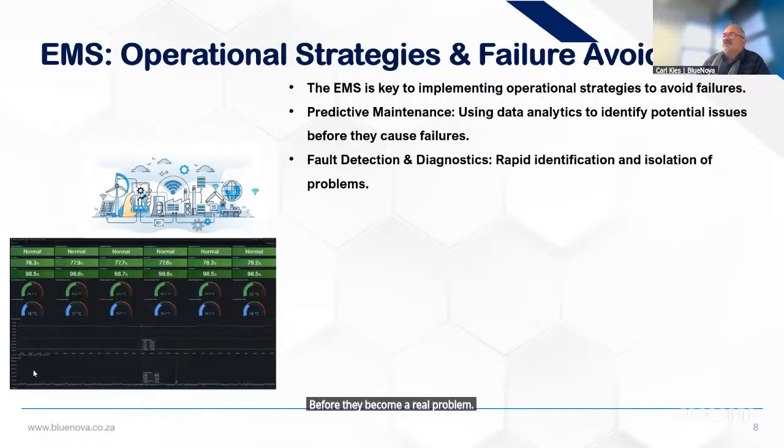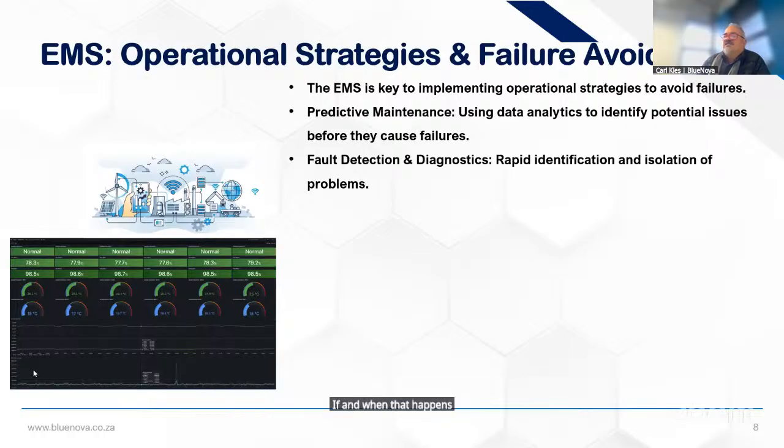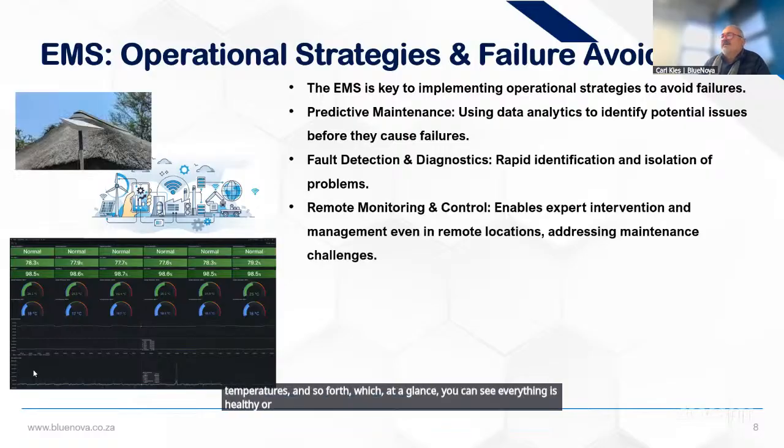Then typically you also want to be able to look at fault detection and diagnostics to identify issues rapidly if and when that happens. You can see there at the bottom left a typical dashboard of a mini grid where we've got 6 1-megawatt BESS systems, and this gives you a dashboard view of the status, state of charge, temperatures, and so forth, which at a glance shows whether everything is healthy or not.